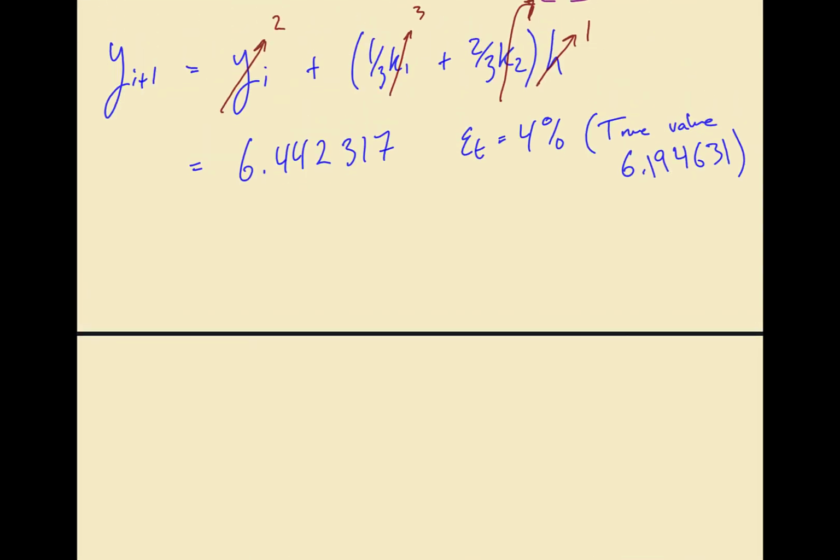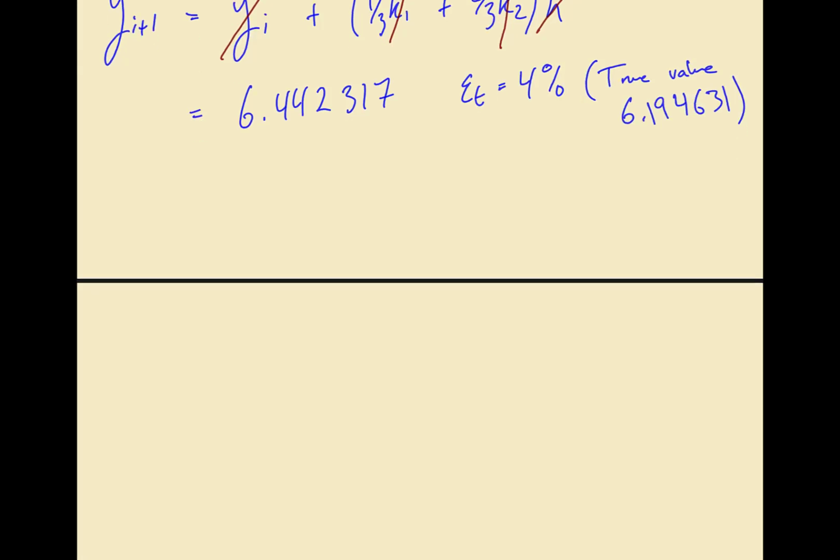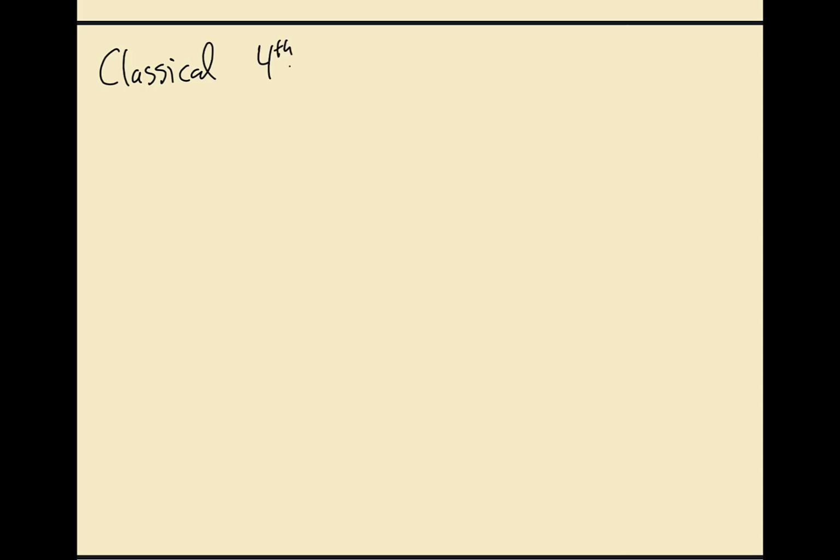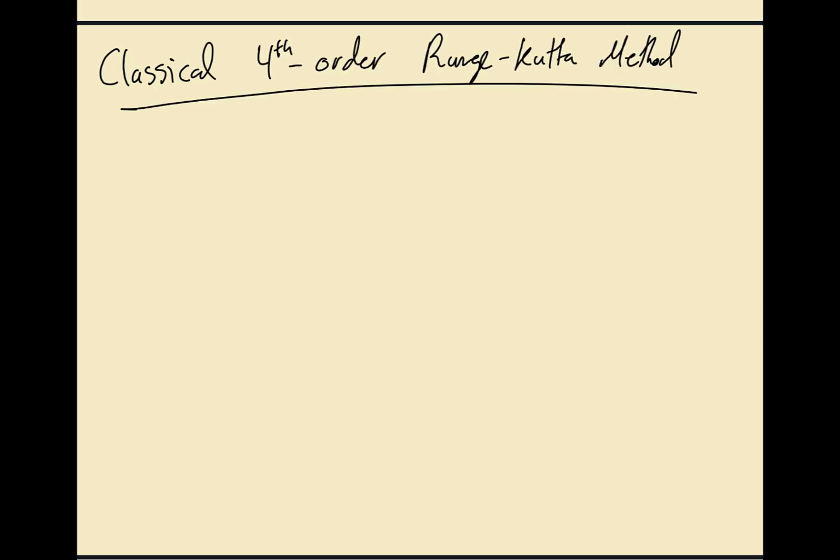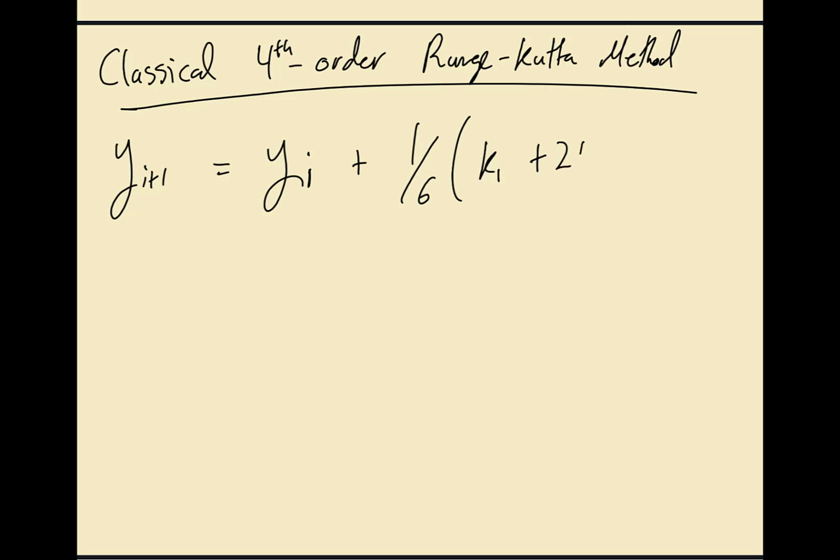All right, so now we're going to cover the Runge Kutta method, but the fourth order. And I'm going to just give you the equation, okay? And then we'll do an example with it. So the classical fourth order Runge Kutta method, all right? So it's yi plus 1 is equal to yi plus 1 over 6 (k1 plus 2 times k2 plus 2 times k3 plus k4) times h. So you can see here that a1 is 1 over 6 and a2 is 1 over 3.